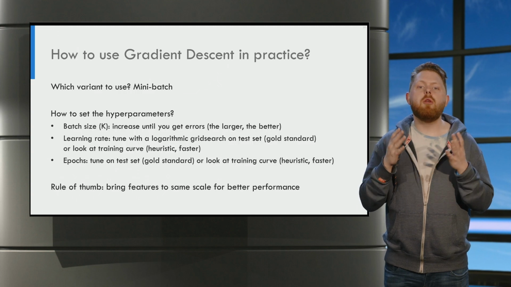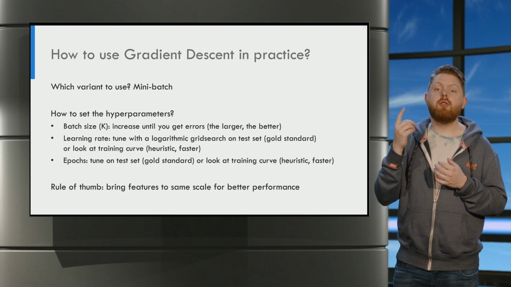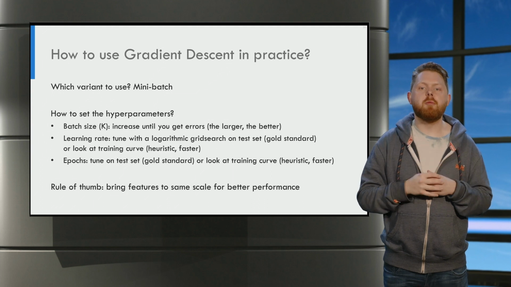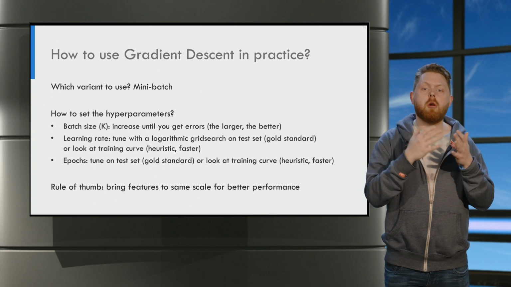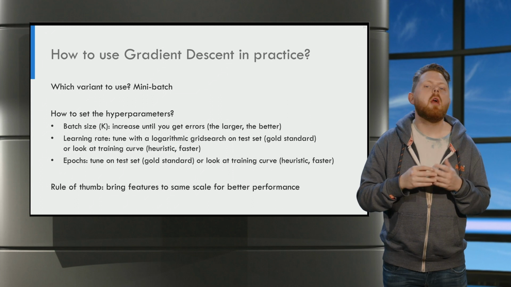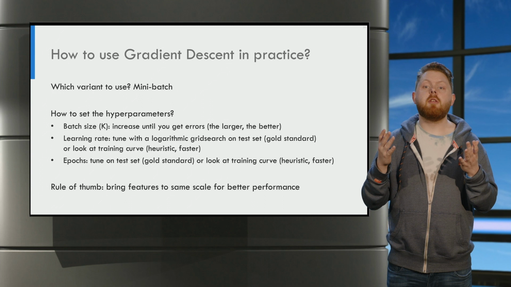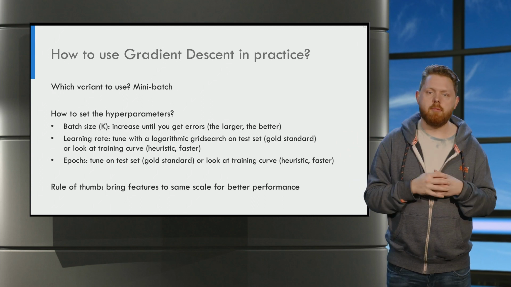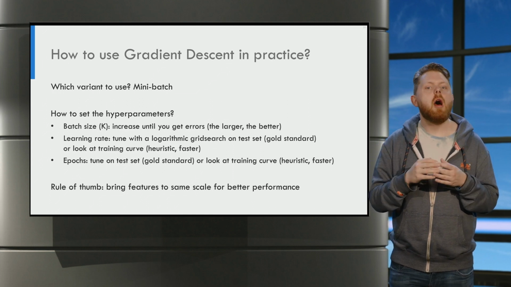Let's summarize how to use gradient descent in practice. Always use mini batch with a batch size that is as large as possible. We discussed how to tune the learning rate using a logarithmic grid search, ideally using a test set. In practice, people often look at the training curve, because this way they can stop training early, which can speed up tuning a lot. However, this approach is more heuristic.